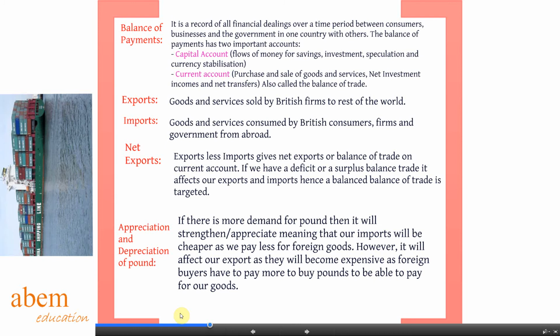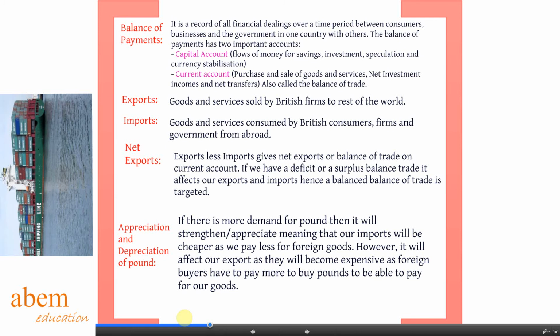The balance of payments has two further accounts: the capital account and the current account. What we take into consideration in the capital account is the flows of money for savings, investment, speculation and currency stabilization. In the current account, you take into account the purchase and sale of goods and services, investment incomes and net transfers, also called the balance of trade. As the UK, we would like to have a balanced balance of payments or a balanced balance of trade.